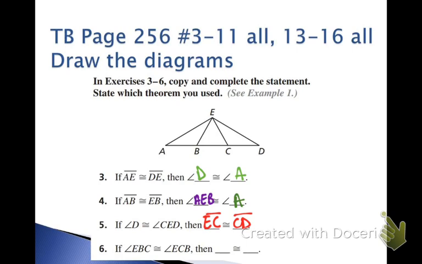All right, last one we have EBC, which is this bottom left corner, EBC. Then it says ECB. Did I do that right? ECB, yeah. So, what side is across from EBC? EC. And then what side is across from ECB? EB. Good.